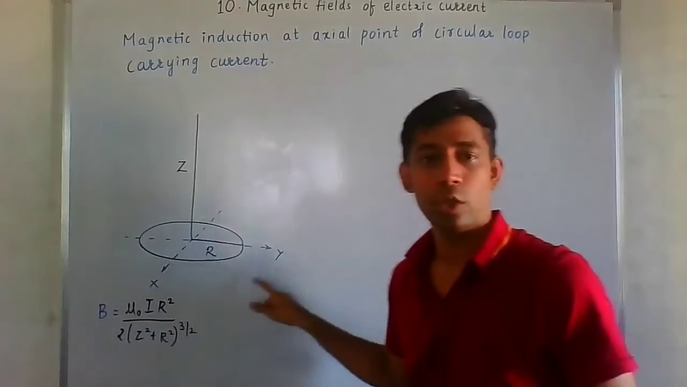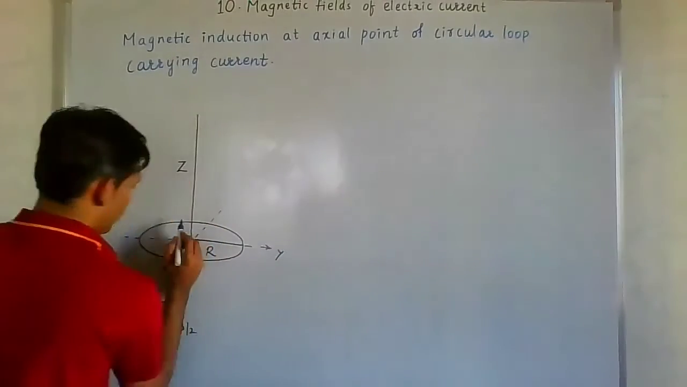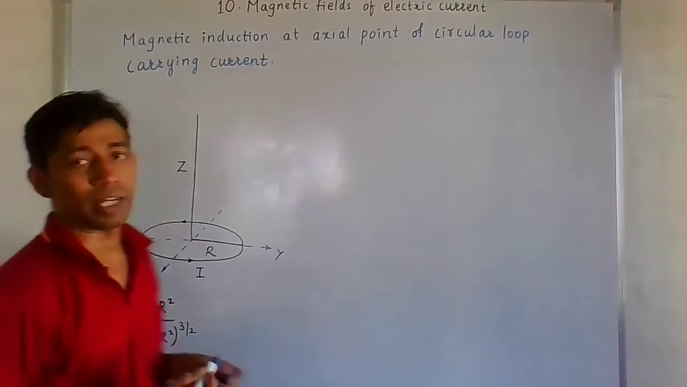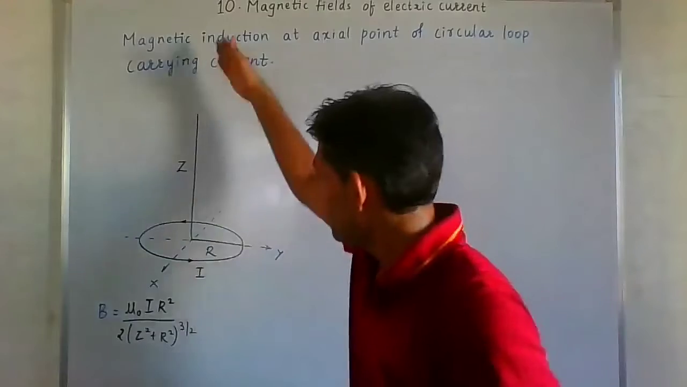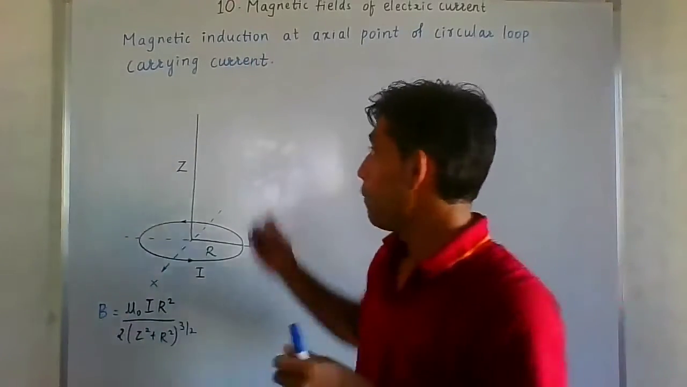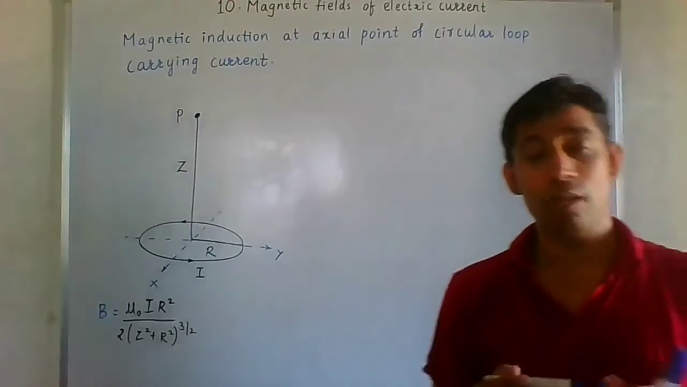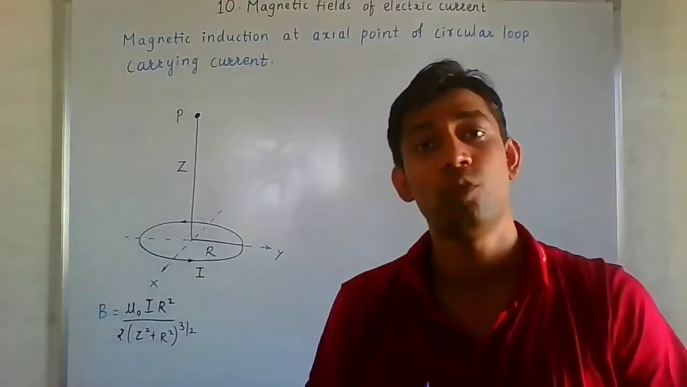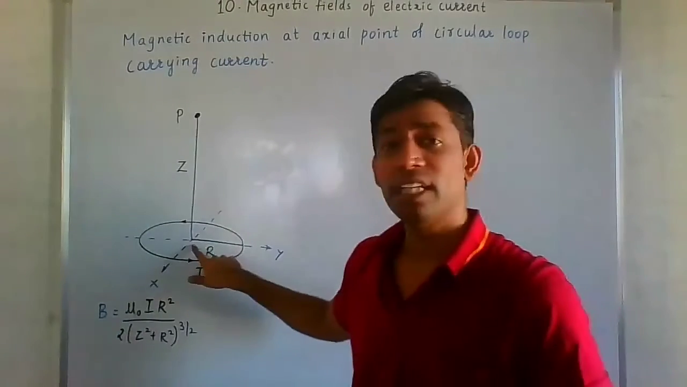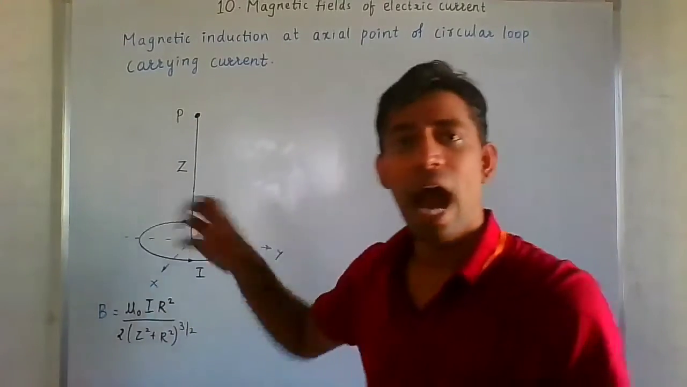See, this is that circular loop which is carrying current. Okay, let us consider the current is in anti-clockwise direction. This is current. Now, this will be called as an axis of that circular loop. We have to find magnetic induction at this point, called as an axial point. Along the axis, there is one point where we are supposed to find magnetic induction. So far, we were finding at the center. Okay, maybe it could be a circular loop or it could be an arc.